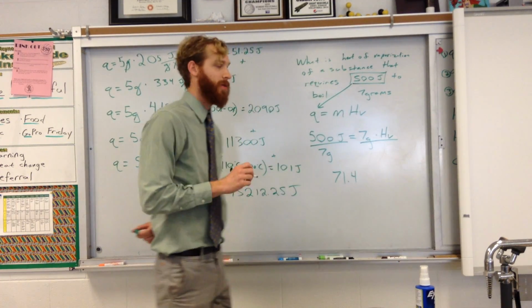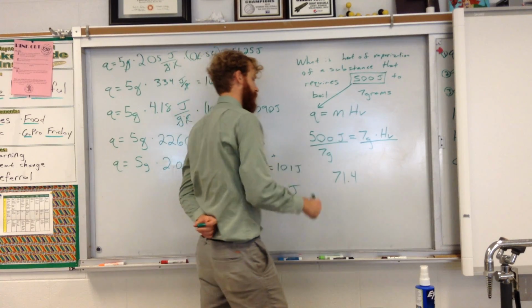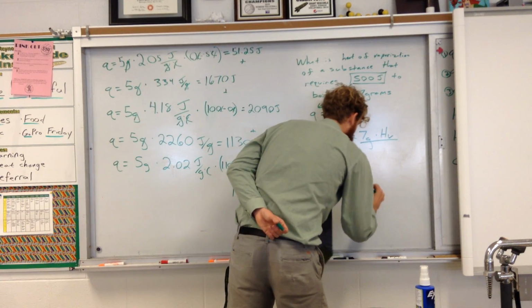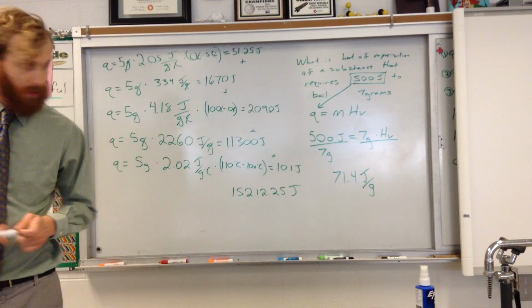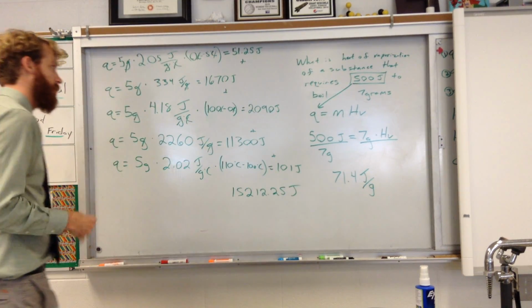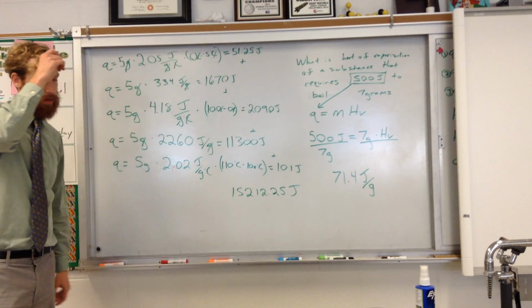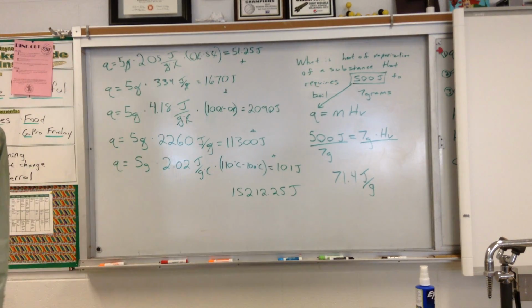And what are my units? Well, we can't cancel any of these units out, so we're left with joules per gram. So that's 6 equations on how to do energy. Hope that helps.